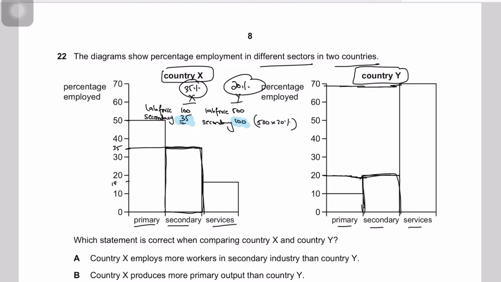Because how many workers are actually employed in either sector depends upon what the labor force is. The size of the labor force of country Y is greater than the size of the labor force of country X. So even if country Y is employing a lesser percentage, the number of workers would definitely exceed country X's number of workers employed in secondary sector. So remember, when percentages are given, don't mistake them for actual absolute values, right?